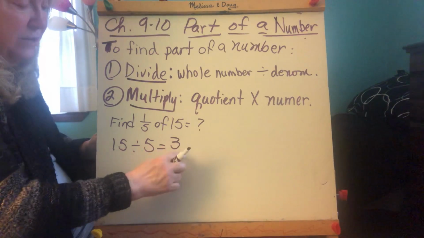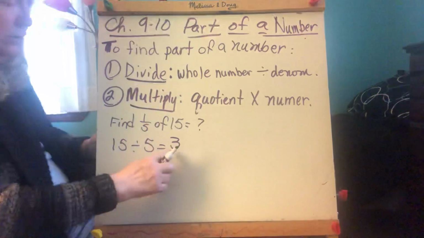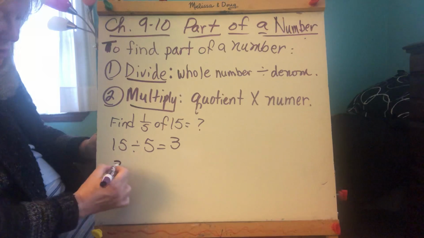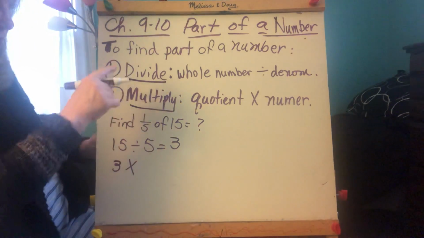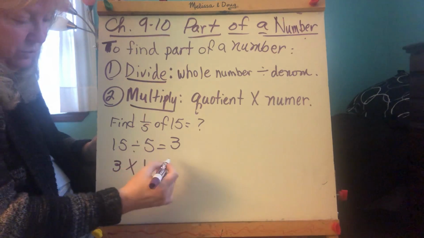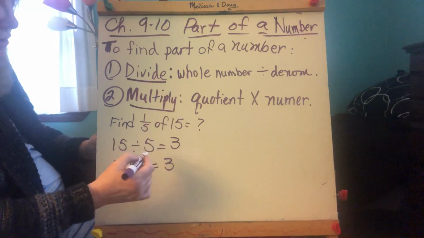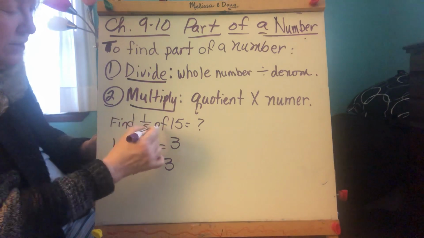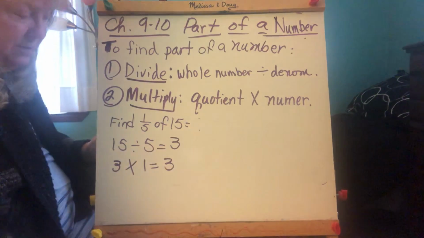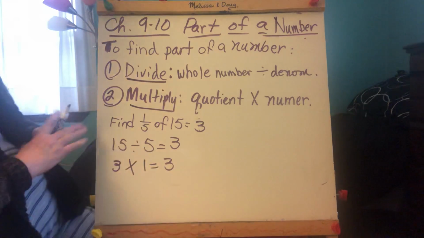Now you take your answer, your quotient, for step 2, and you multiply it by your numerator. So our quotient is 3 times our numerator, which is 1, which equals 3 again. So, therefore, 1/5 of 15 is 3. Let's try another one.